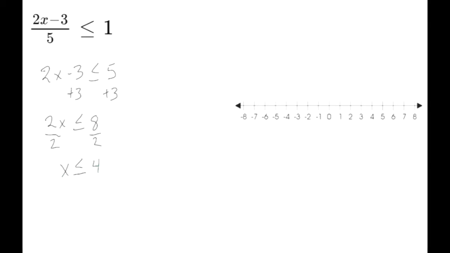Now I need to graph the solution set. Okay, so I have x is less than or equal to 4. So that means I'm going to include the positive 4. And since it's less than, it's going to go towards the left. So it's going to include all these numbers going on to negative infinity. All right, well, that's the solution set. We've successfully solved for and graphed the solution set.